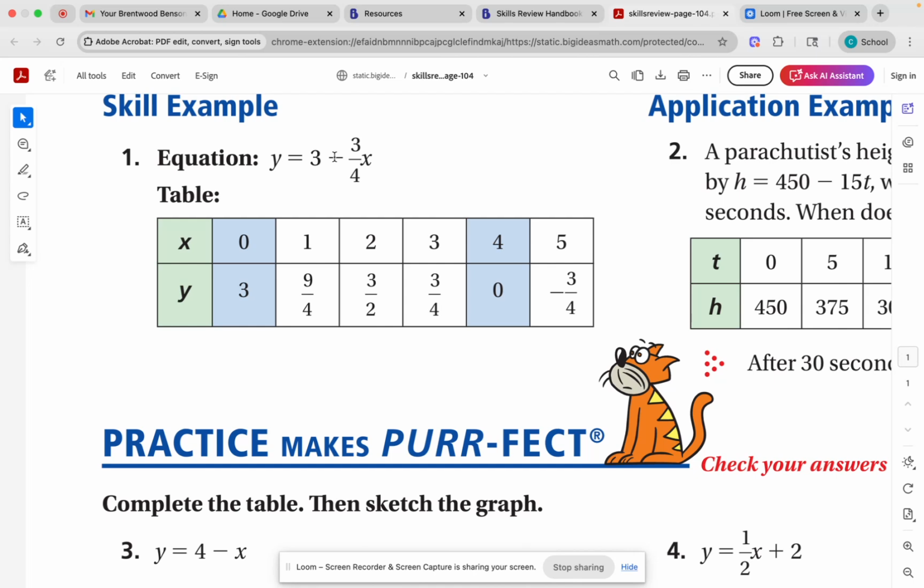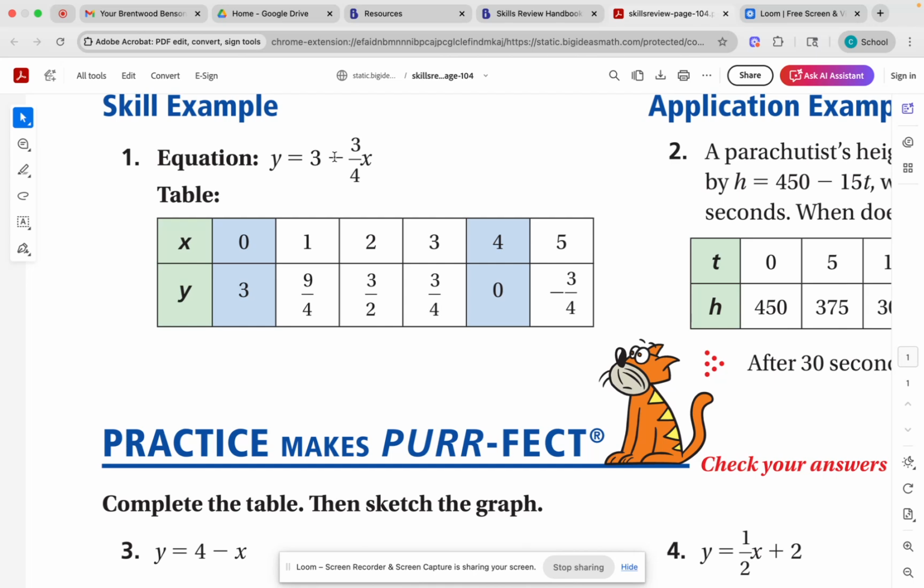Okay, and now I plug my 3 in. And that is negative 2 1/4. And then 3 minus 2 1/4 is 3/4. And then we put in the 4. 4 times negative 3/4, I'm going to guess, is negative 3. So 3 minus 3 is 0.